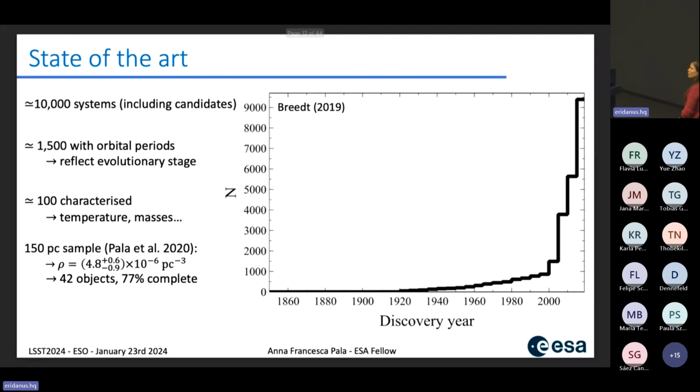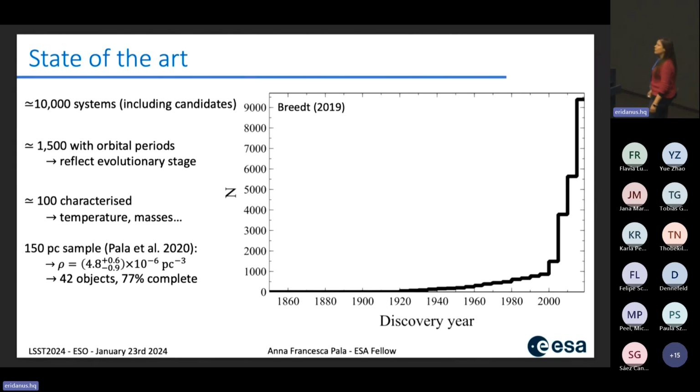So the current state of the art is that we have about 10,000 systems, including confirmed accreting white dwarfs and also candidates, where a candidate is everything that has shown some kind of variability resembling that of accreting white dwarfs, but for which we don't have, for example, a period determination or a spectrum that can confirm that this is a genuine accreting white dwarf. For more than 1,000, we have orbital periods, which again is important because it gives us an idea about the evolutionary state. And only a small fraction of them has been characterized with masses and temperatures.